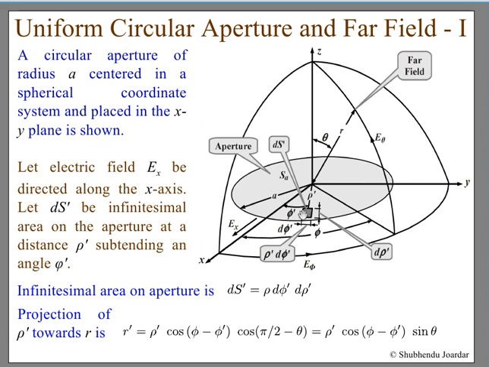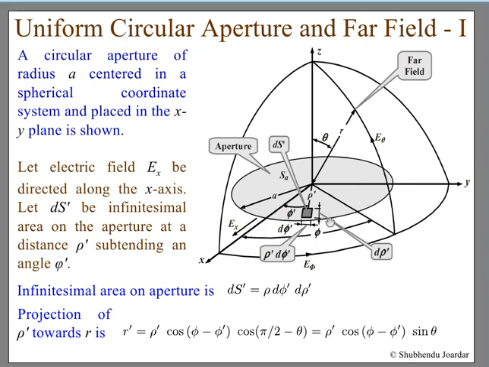You take a small area here. The area is ds dash, and that is equal to rho dash d rho dash d phi dash. d phi dash is this small portion, and this one is your d rho dash.